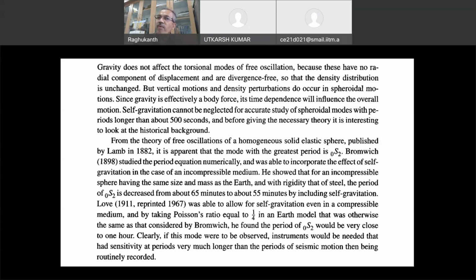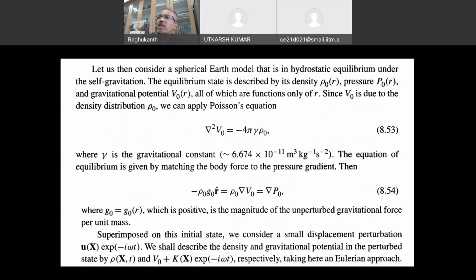But it affects only the spheroidal modes; it will not affect the toroidal modes. So the equations have to be solved only for the spheroidal case. The famous equation to solve for gravity with hydrostatic pressure is Poisson's equation: del squared V naught equals 4 pi gamma rho naught, where V naught is your gravitational potential. These are very famous gravity equations.